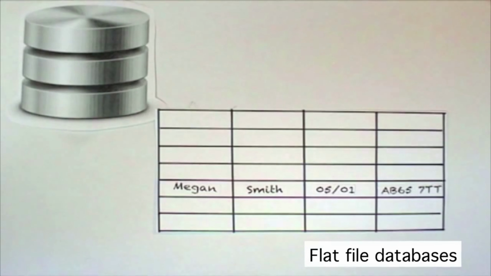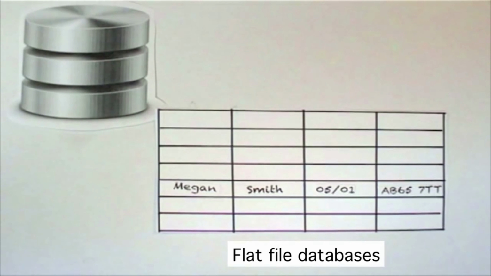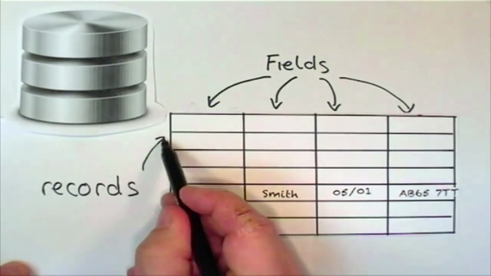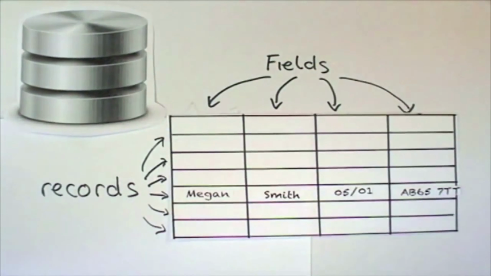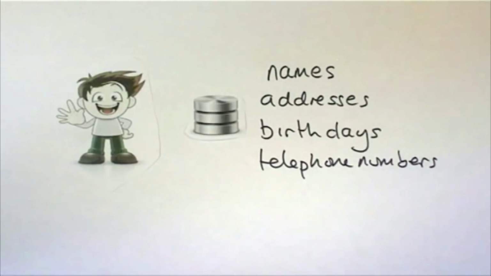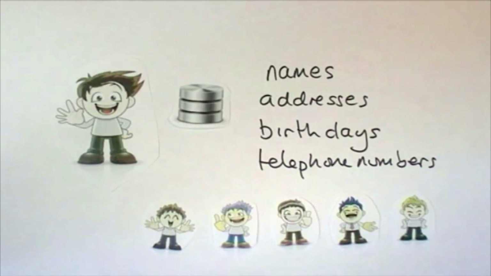Very simple databases are called flat file databases. They store data in columns of fields and rows of records. Let's think about a simple database that Bob uses to store his address book. This database contains the names, addresses, birthdays, and telephone numbers of his friends and family.